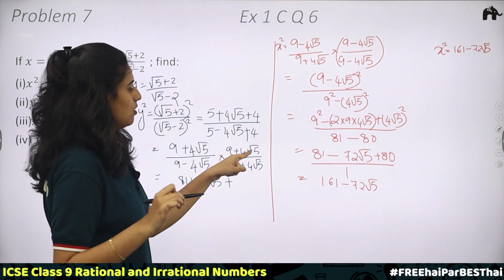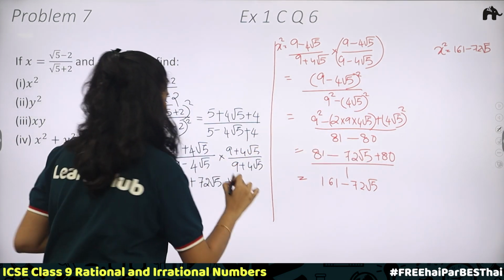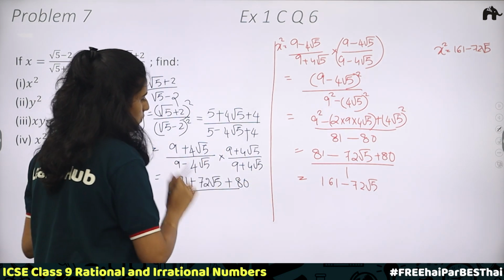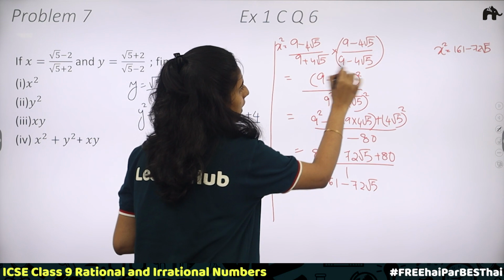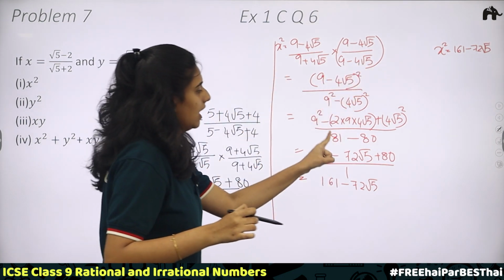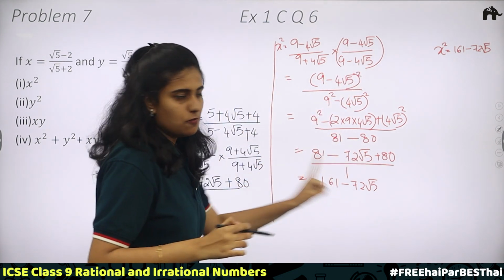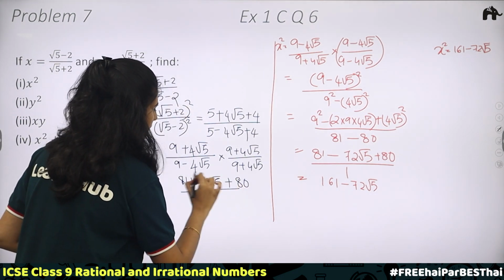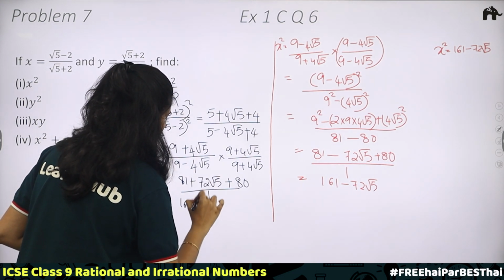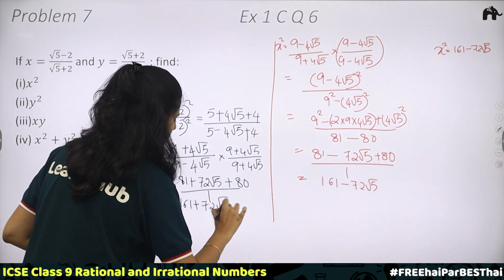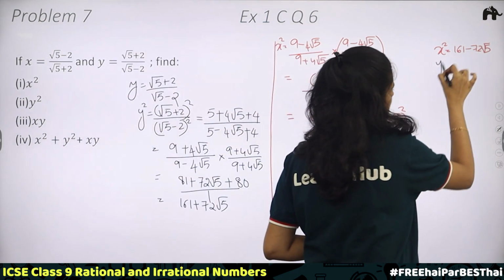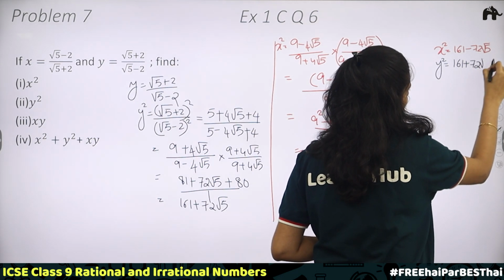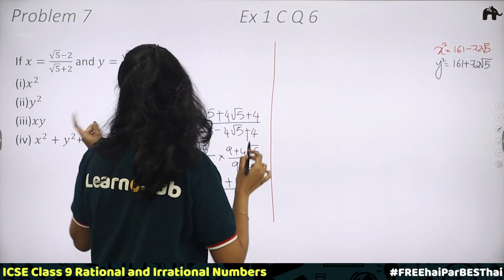Plus (4 root 5) whole square. (4 root 5) whole square is 80, divided by the denominator, (9 minus 4 root 5) into (9 plus 4 root 5). We are getting 81 minus 80, which is equal to 1. The denominator will be 1. So adding, you will be getting 80 plus 81, which is 161 plus 72 root 5. So we got y square. Y square is equal to 161 plus 72 root 5. Next, we'll have to find xy.